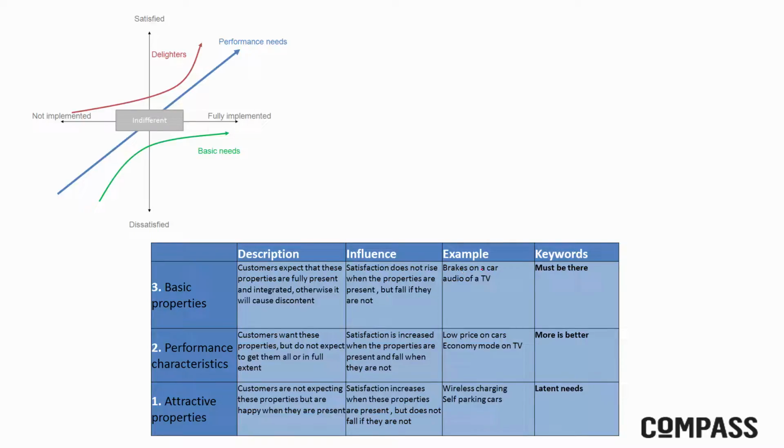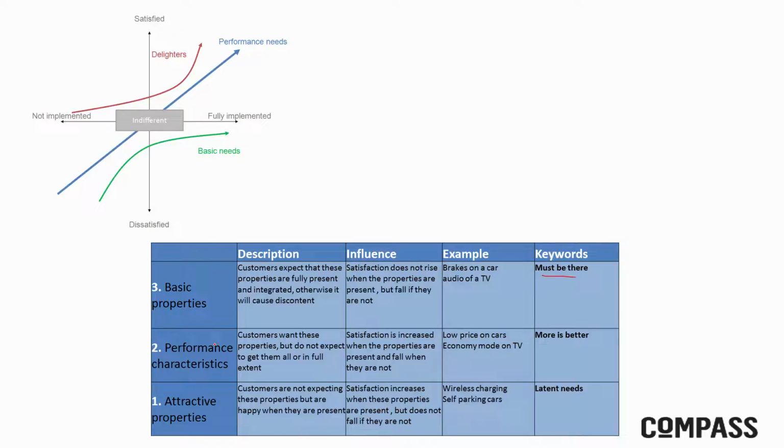For example, brakes on a car. We expect that there are brakes and they work. Audio of a TV. We want and expect the audio to work on a TV. And of course, we will be dissatisfied if it doesn't. So the key word here is the characteristics must be there.